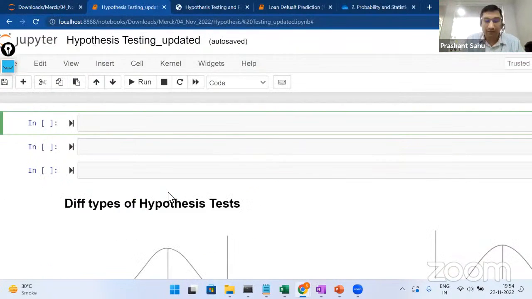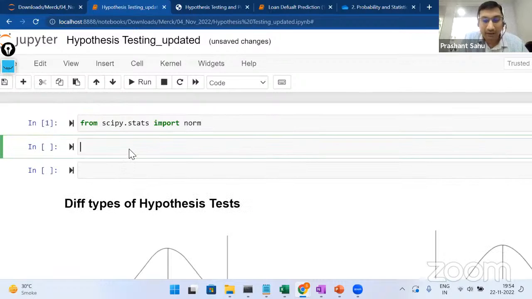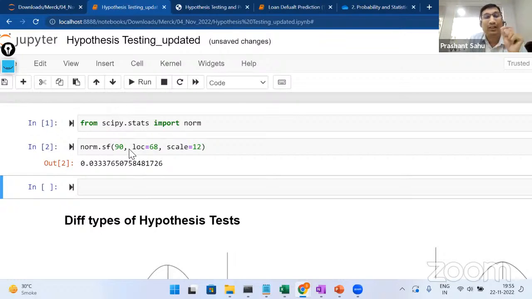How do I get that number? From scipy.stats import norm. So I'm importing my normal distribution. And then, since it is the area from the right side, I'll go for the survival function, norm.sf, from 90 towards positive infinity. Here the location of the mean is at 68 and the standard deviation is 12. So this is your answer, 0.033. So 3.3% of the people are spending more than 90 minutes in usage. It is as simple.